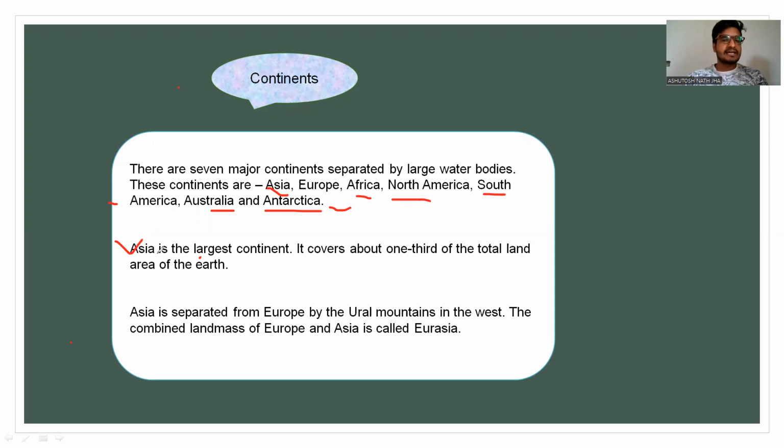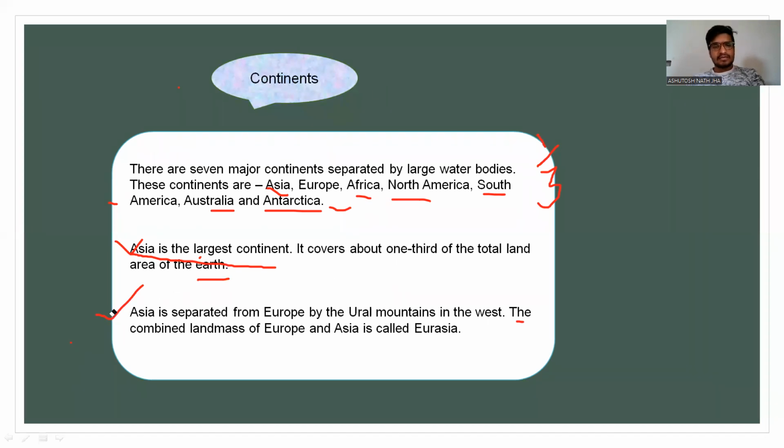And the second thing is Asia is the largest continent. आपको ये याद रखना, Asia is the largest continent and it covers about 1/3 of the total land area of the earth. तो 1/3, अगर हम तीन भागों में बांटते भी हैं, तो उसका जो 1 पार्ट है वो पूरा एशिया के द्वारा कवर किया गया है. एशिया जो कॉन्टिनेंट है उसका स्प्रेडनेस है. ठीक है. And then the third thing is we can say that Asia is separated from Europe by the Ural mountains in the west. Okay, students. And we can say that the combined landmass of Europe and Asia is called Eurasia.